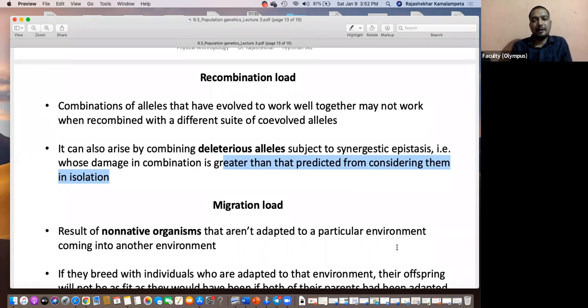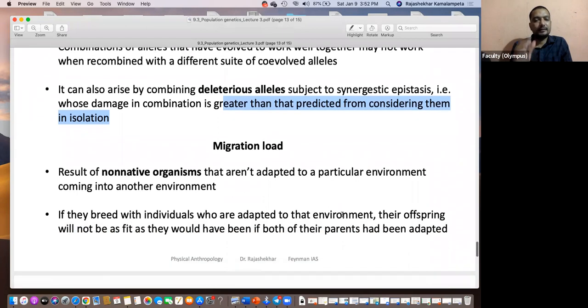Okay, the next one is migrational load. Now you can guess. People who traveled, moved to a new region, carried some deleterious alleles in them, and they mated with the people in that new population. They passed down their mutant alleles to them. This is happening because they migrated to that region. Such a load is called migrational load. It is the result of non-native organisms, people who don't belong to that population.